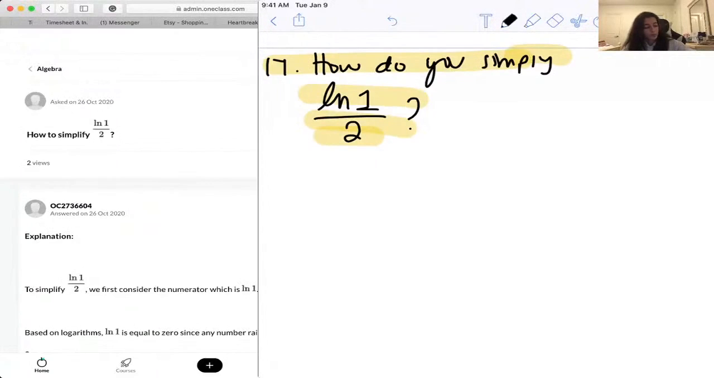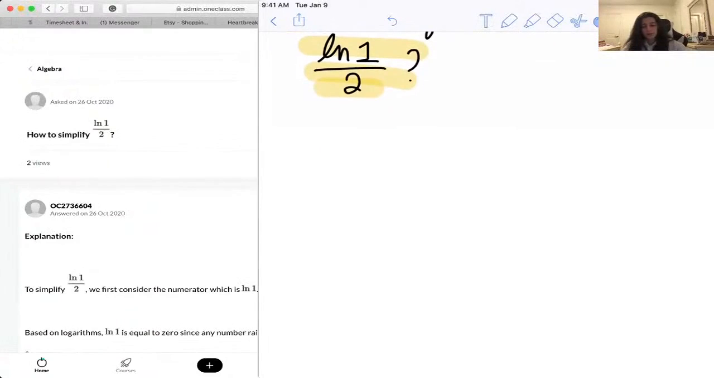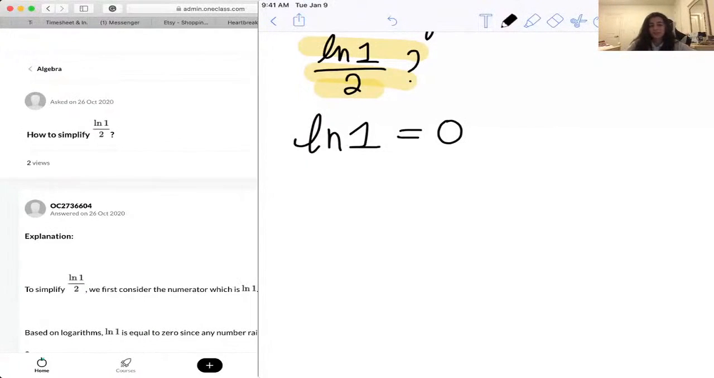So we all know, based off logarithms, that ln 1 is 0, because any number raised to the power of 0 is 1. So it could be like 100 raised to the power of 0 is 1, 2 raised to the power of 0 is 1. Any number raised to the power of 0 is 1. So that's why ln 1 is equal to 0.